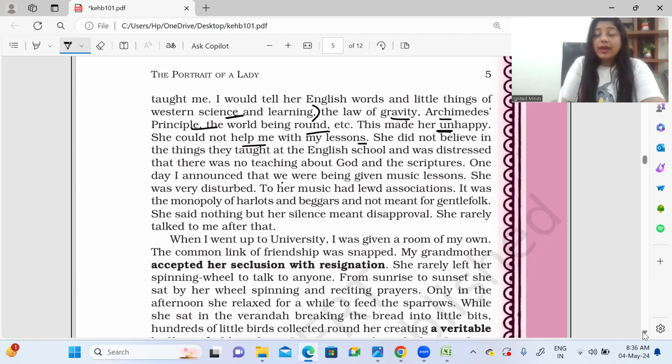She could not help. Why? Because she did not know what is law of gravity. How can the grandmother help the narrator? She did not believe in the things they taught as the English school and was distressed. Distress means sad. That there was no teaching about God and the scriptures. That is what I told you.